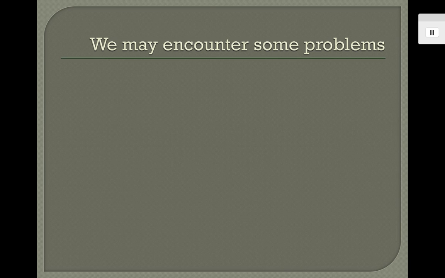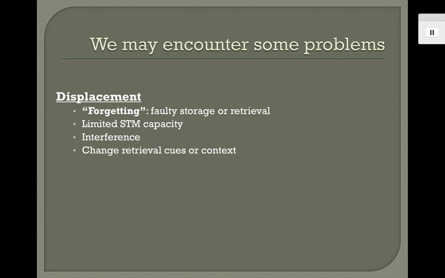Now, the second issue that we may encounter is the issue of displacement. With displacement, again, we may have this aspect of, quote unquote, forgetting, and we may have faulty storage or retrieval at this point. In other words, we may have information being put in incorrectly into the hard drive, or we may be retrieving the wrong file. Ultimately, we don't want to do that. We want the right information being put in the right location with the right parameters associated with it, and then once we retrieve it, we want to make sure that we retrieve the right information as well.